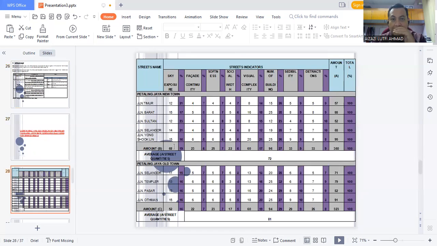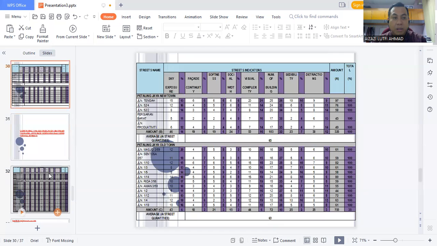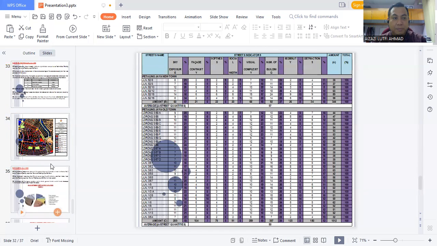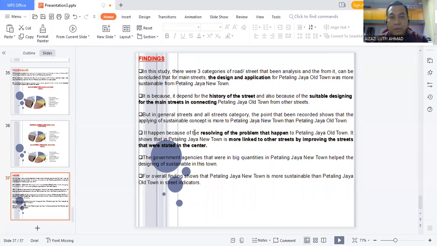Okay, this is about the result from the observations that we made for the main streets. It's not for general streets. Result for all streets. And findings: in this study, there were 3 categories of roads. That's the main street, general street, and all streets.